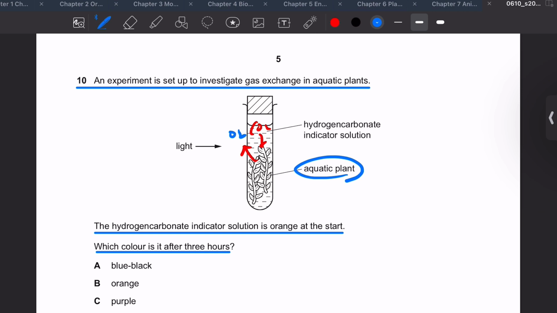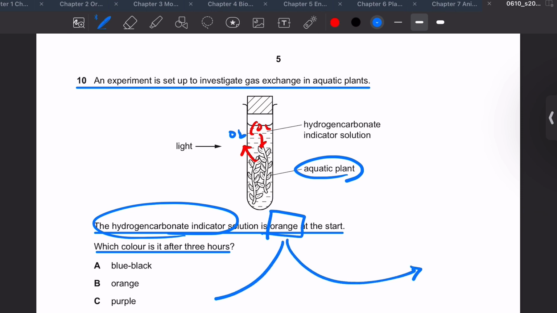So it says hydrogen carbonate indicator is orange at the start. How is hydrogen carbonate indicator used? It's used to measure the presence of CO2, like how much CO2 is present. Is there a lot of carbon dioxide molecules in the area or not? It depends on the color change. The color change actually depends on how much CO2 is present.